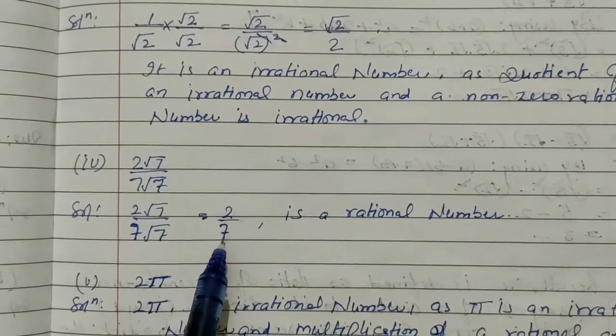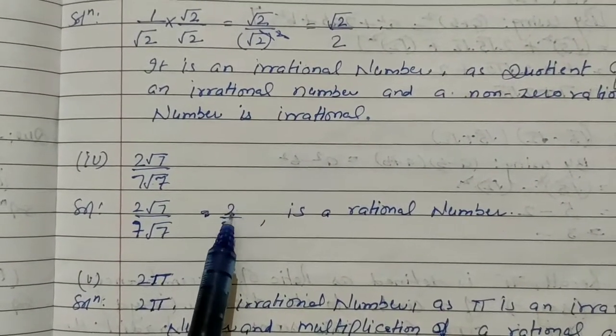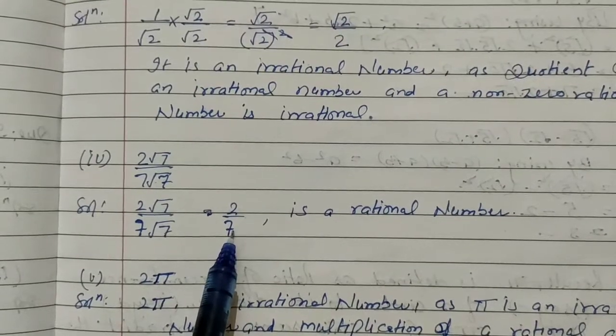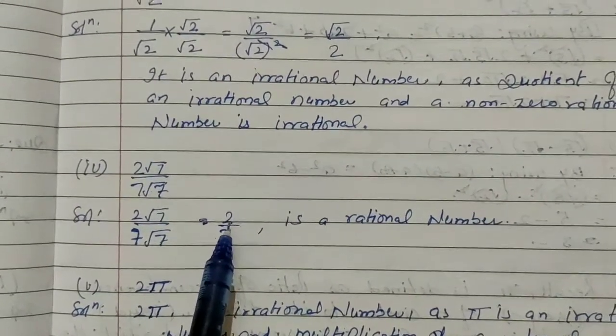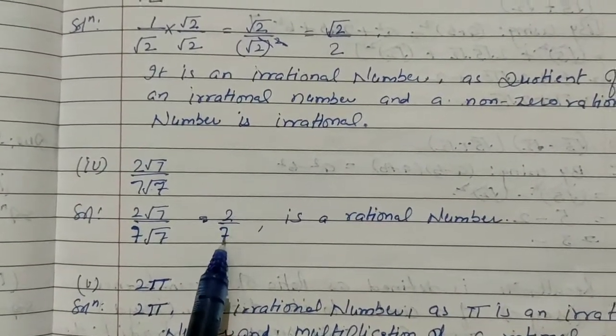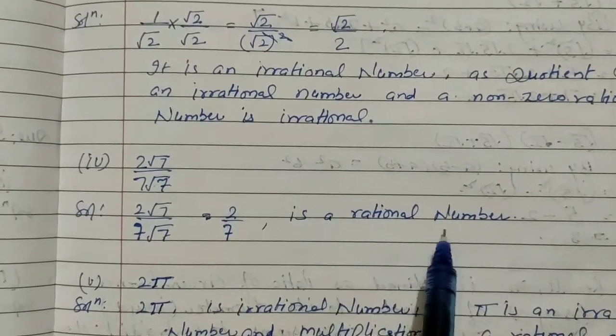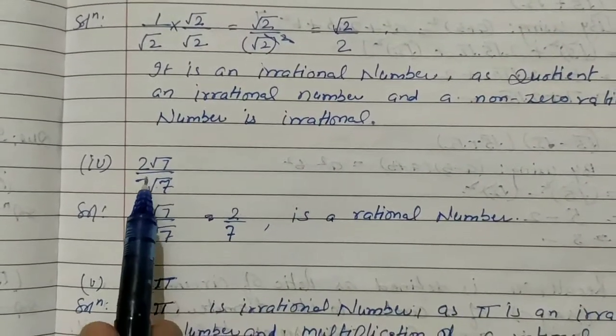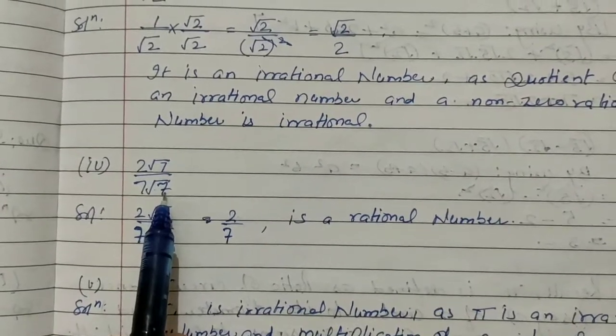Here 2 is p and 7 is q, and 2 and 7 are co-prime to each other, means there is no common factor between 2 and 7 other than 1. So we can say 2 by 7 is a rational number. So we can say 2 under root 7 upon 7 under root 7 is a rational number.